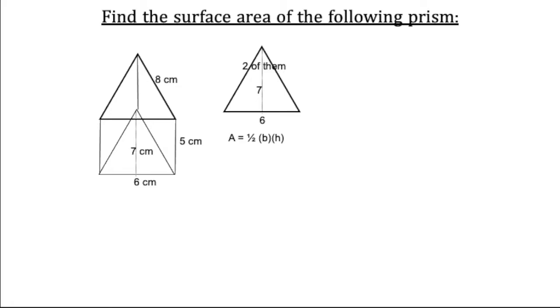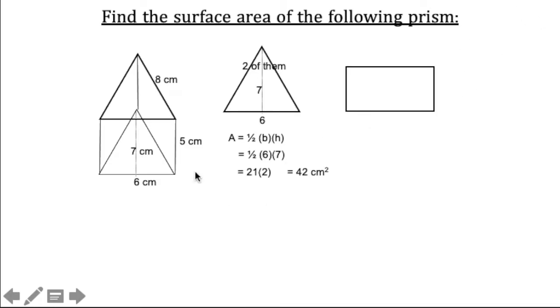Using the formula, we know the formula for a triangle is half base times height. That works out, using those measurements, to half of 6 by 7, which is 21. Two of those because there are two faces. Gives you 42.